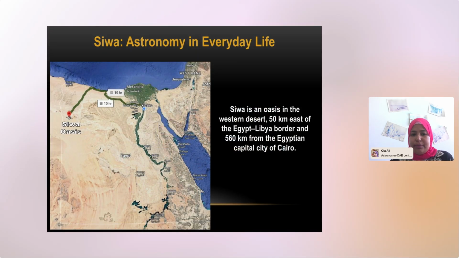We started from Siwa. Siwa is an oasis in Egypt, near the Egypt-Libya border. It takes around 10 to 12 hours traveling by car from Cairo. We went there twice, in 2024 and 2025.